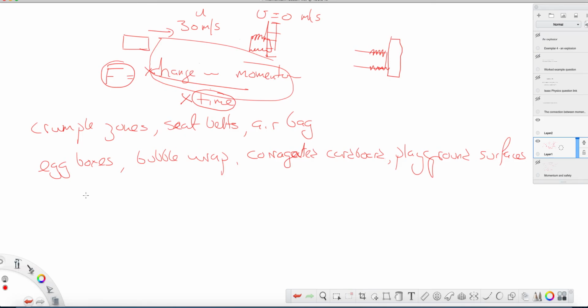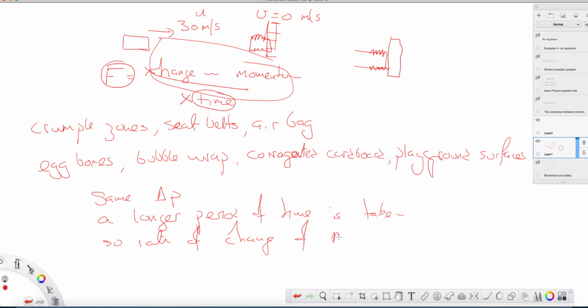That is your standard answer: for the same change in momentum, a longer period of time is taken. So the rate of change of momentum is smaller, and the resultant force is proportional to the rate of change of momentum. So that's really the heart of car safety, egg safety, fragile device safety, and child safety.